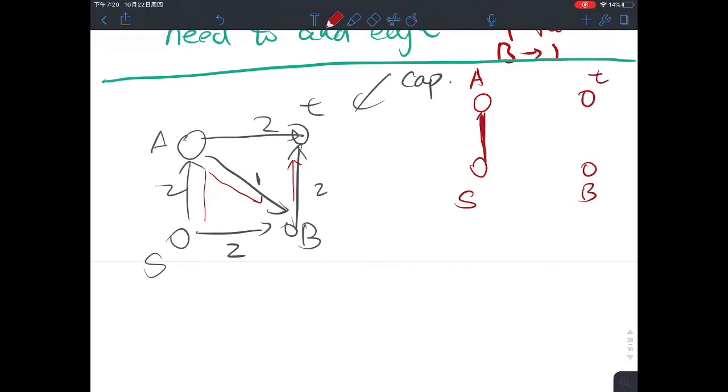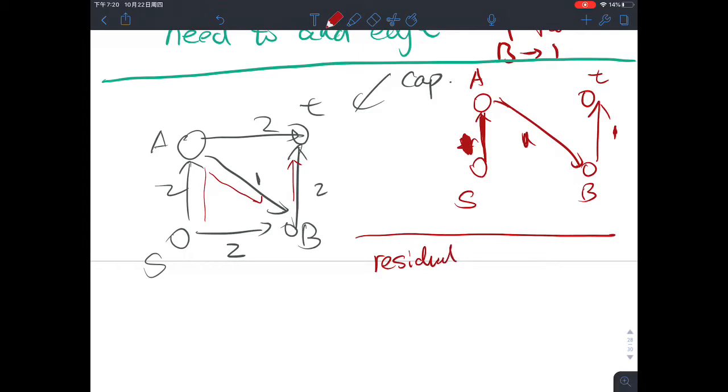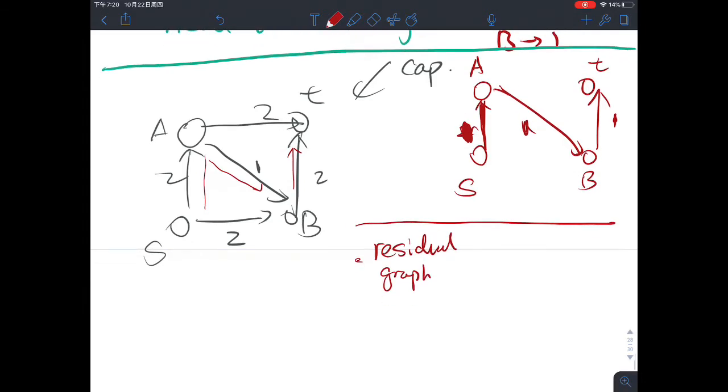So the flow we have so far is 2 units, 1 unit from S to T, 1 unit from A to B, and 1 unit from B to T. So these are the flow graph. And then let's also compute the residual graph. The residual graph, again, as I mentioned, is really just the amount of additional flow we can push on top of the flow graph.